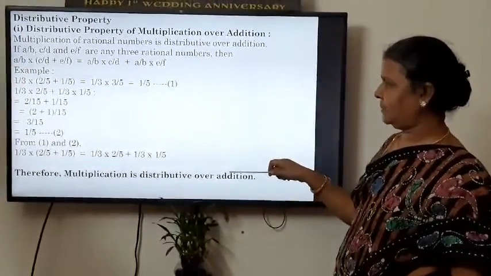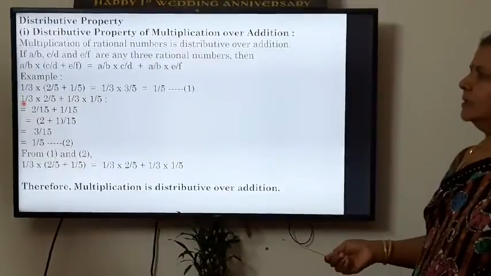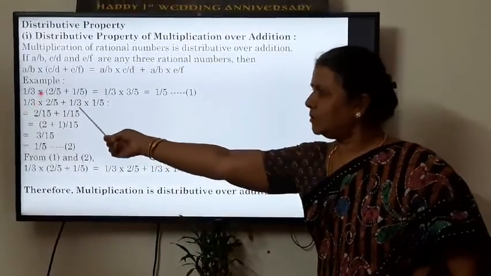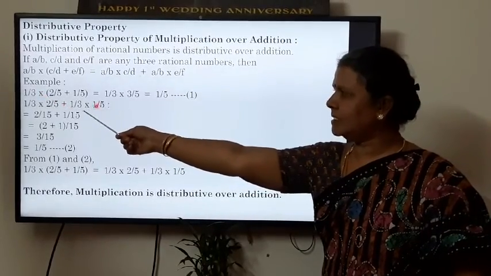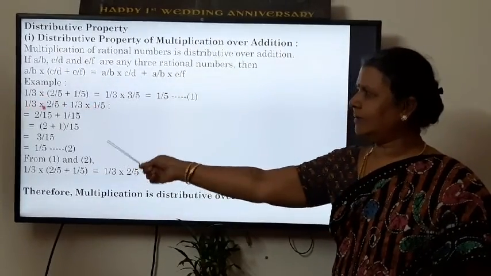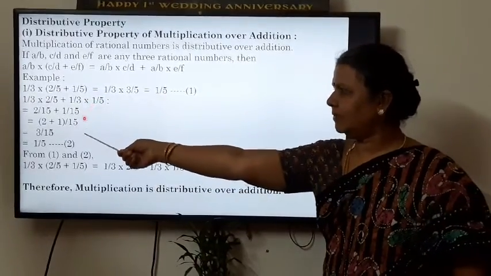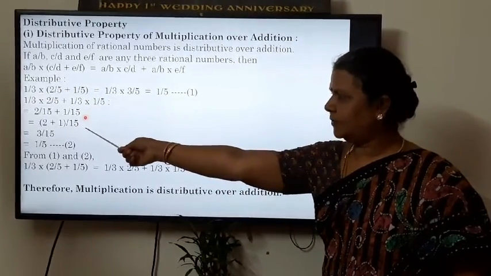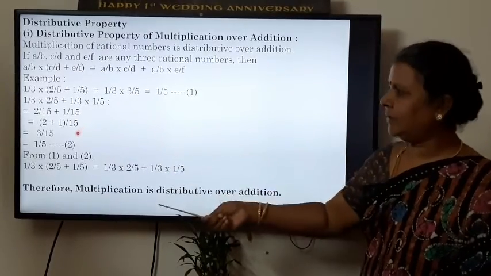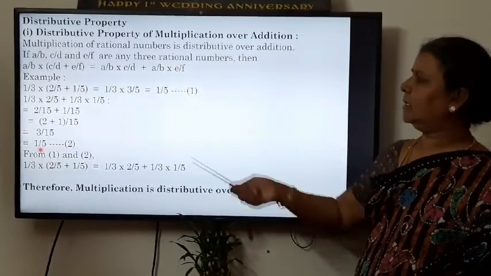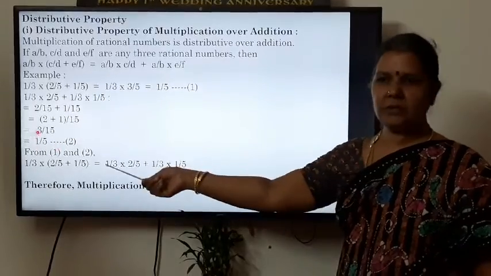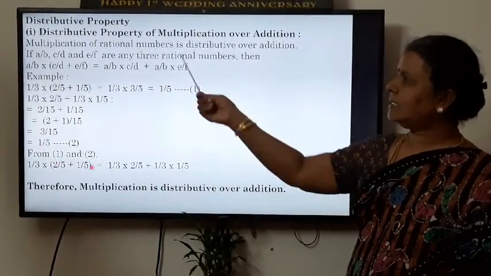Now come to the second part. Now 1 by 3 is distributed to 2 by 5 and 1 by 5. We just see 1 by 3 into 2 by 5 plus 1 by 3 into 1 by 5. What is the answer? 2 by 15 plus 1 by 15. When you add both you are getting 3 by 15, which is again 1 by 5. So the first answer and the second answer are both the same. So this is called the distributive property.